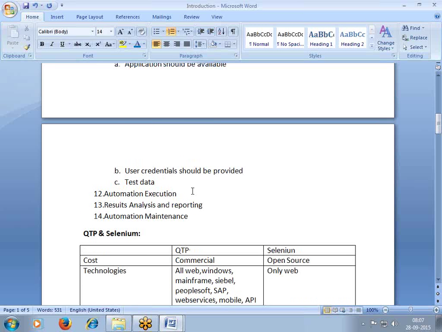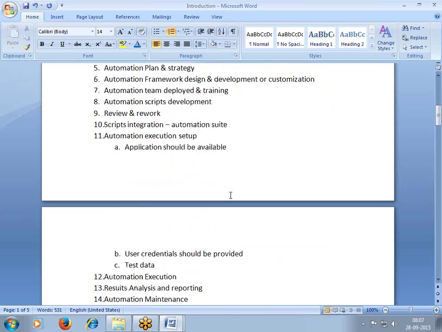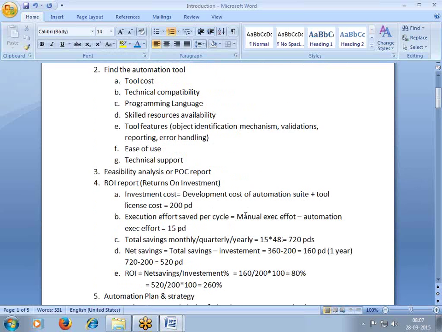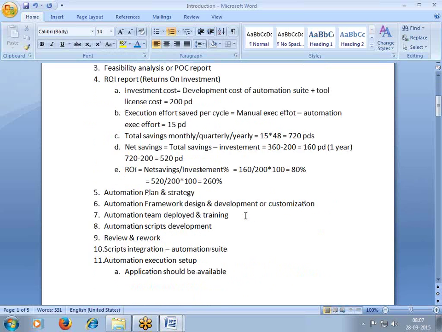Okay, sir, these are the steps involved. In real time also, sir, the same process we are following, right, sir? Yeah, it is a real-time process only, what I am explaining now. Okay, sir. It is a real-time automation project process.